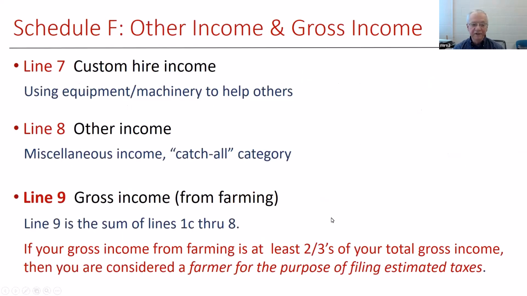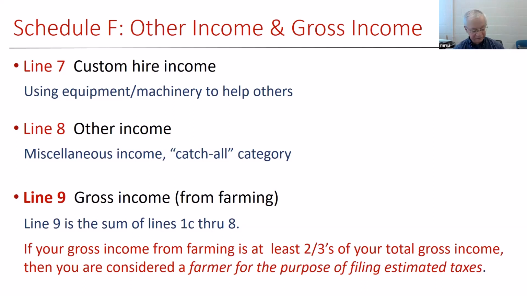On line 7, there's custom hire. So when Jamal was doing that little bit of digging for somebody else, it wasn't a big part of his operation. This is where he'd put his custom hire income. If you mow somebody else's field for them and you get a little bit of income from it, this is where you put your custom hire income.